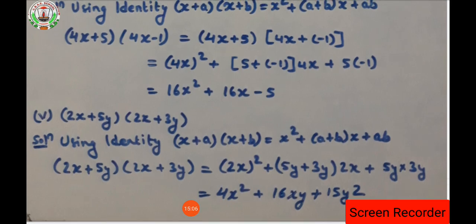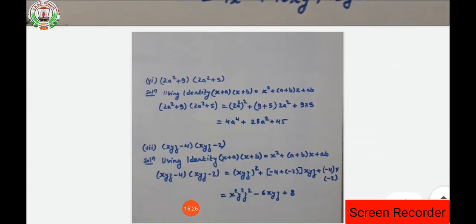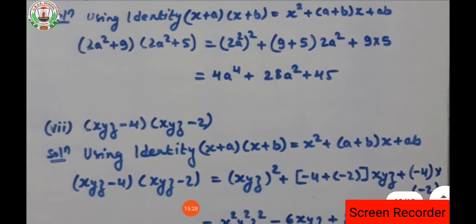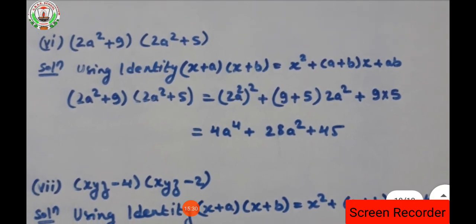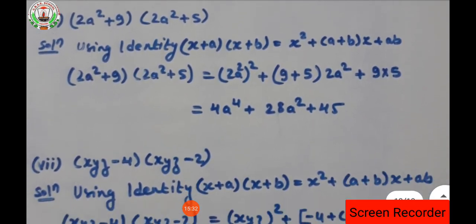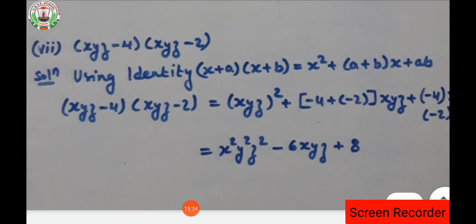Then using the identity, again it is the same: 2x plus 5y into 2x plus 3y. So what is x here? The x value is 2x, that means 2x the whole square. What is the value of a here? 5y. And what is the value of b here? That is 3y. Substituting the values, we will get the required answer. Clear? Now the 6th and 7th parts are here. Just go through the solutions.